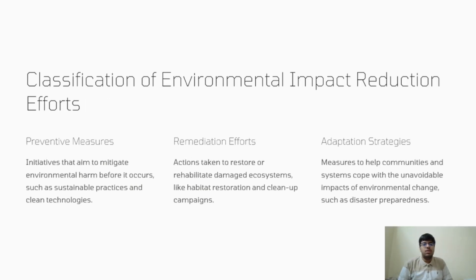Now we'll see how some environmental efforts are classified. First one being the preventive measure, where we aim to mitigate environmental harm before it occurs, such as by doing some sustainable practices and using clean technologies. In this measure, we look to stop any harm before it has happened. Next one being the remediation efforts.